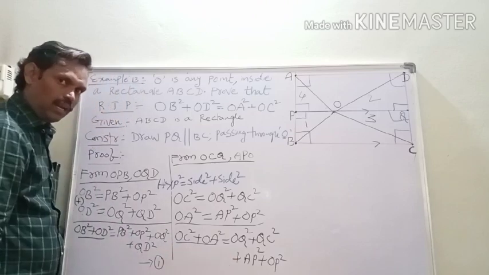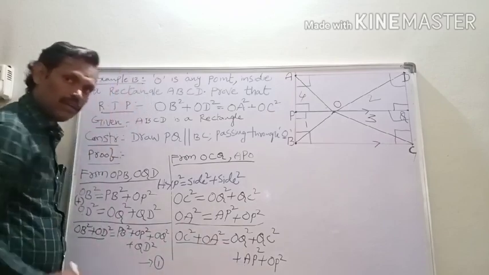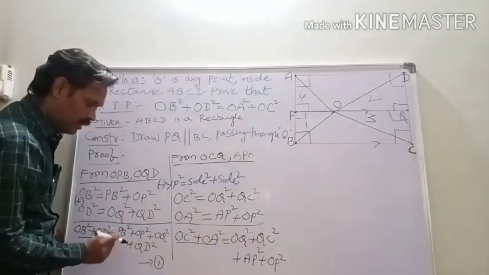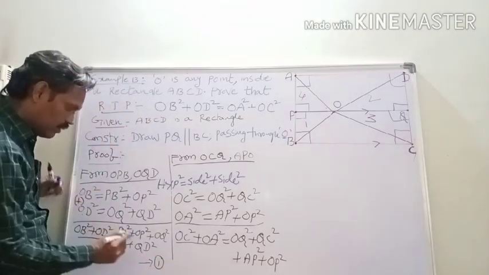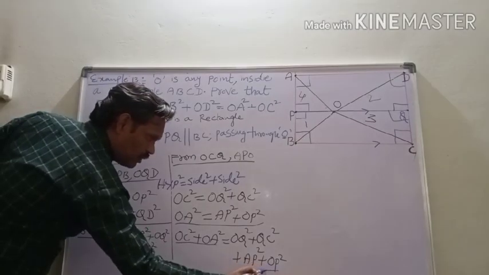You will take here PB square. Can you find PB square here? No. Then here OP square. Can you find OP square? Yes. So you have to underline similar terms here: OB square. Okay. Here also OP square.